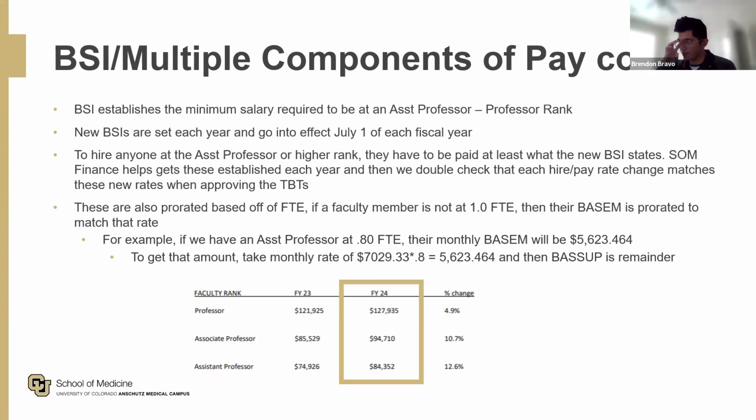For BSI, we usually get the new rates around February, March-ish. We'll update our parameters guides and let you know to make sure that starting July 1st you're using these new rates. And when we're approving, we make sure that if it's July 1st or after, we're using those new BSI amounts.